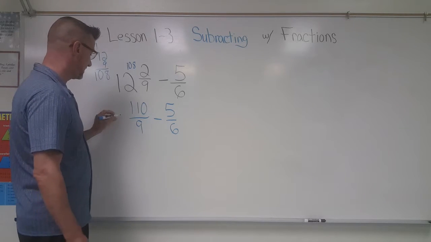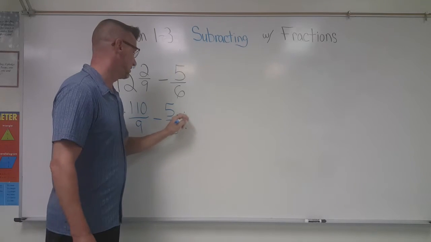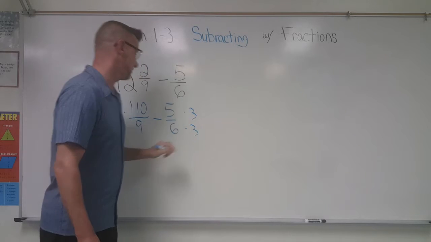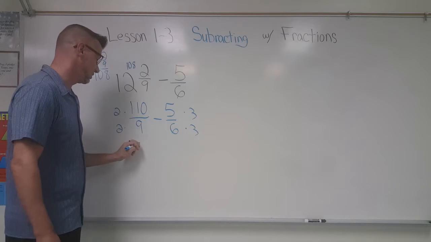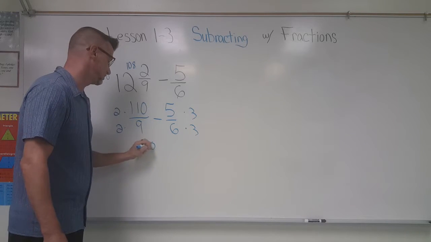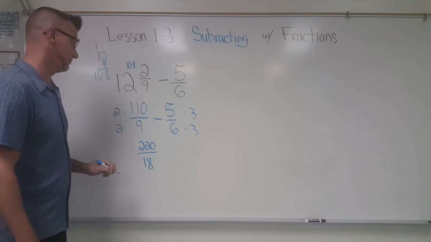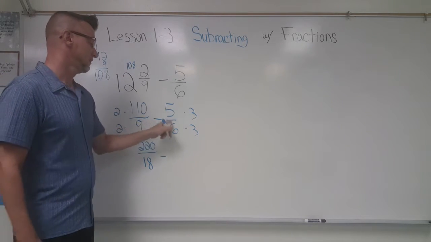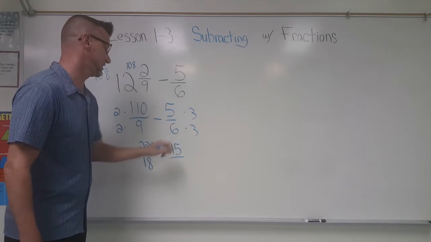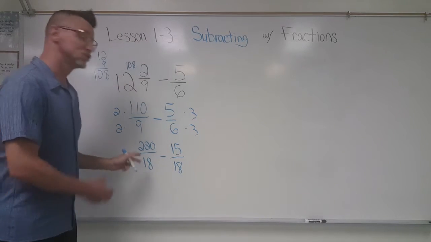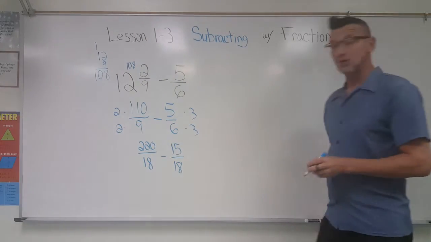So if I multiply this side by 2, and this side I multiply by 3, I end up with 110 times 2 is 220. 2 times 9, of course, is 18. And we're subtracting from that 5/6. So 5 times 3 is 15. 6 times 3 is 18. So now we have fractions that we can actually work with. So let's go ahead and do our subtraction.